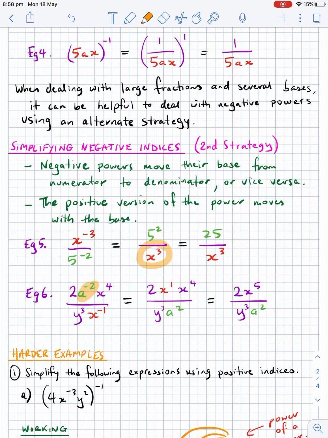So the a to the power of minus 2 becomes its positive version down the bottom, and the x to the power of minus 1 becomes its positive version up the top. And this can simplify your x's. When they're next to each other, they're multiplying, so your powers will add. So 1 plus 4 makes a power of 5, and your y's and your a's stay down the bottom.